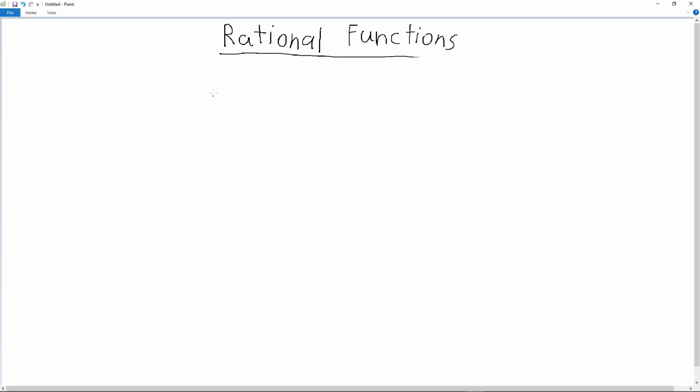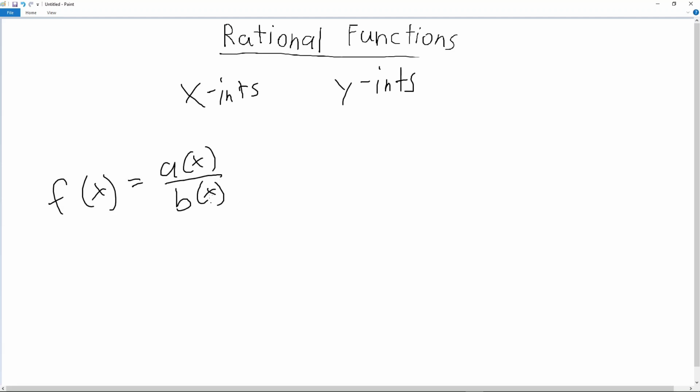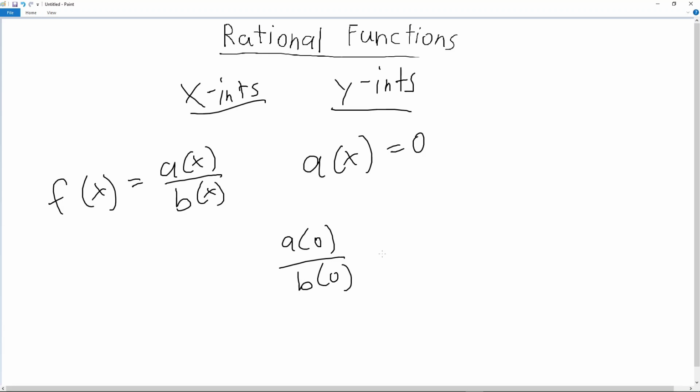Another important thing to know about rational functions are their x-intercepts and their y-intercepts. To find each of these, let's say you have f of x is equal to a of x over b of x. To find the x-intercepts, you set a of x equal to 0 and then you solve for x. To find the y-intercepts, you look at each of the x's within your function and then you set all of those equal to 0. So a of 0 over b of 0. Then you find what y is, and that'll tell you where to find your y-intercepts.